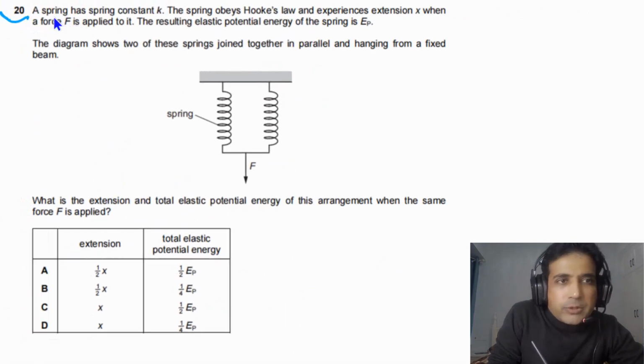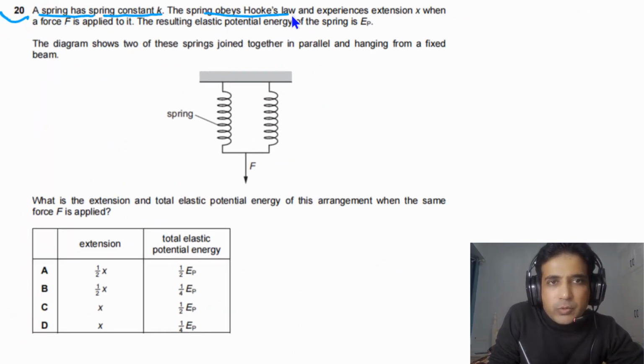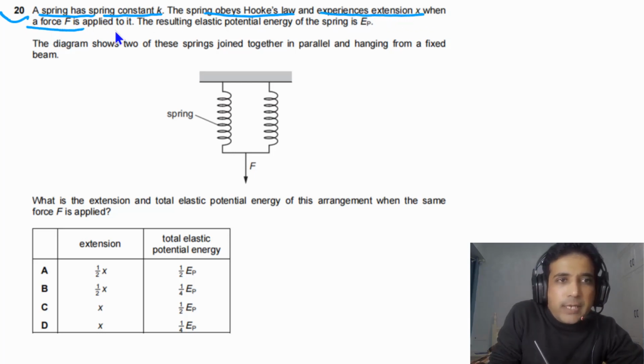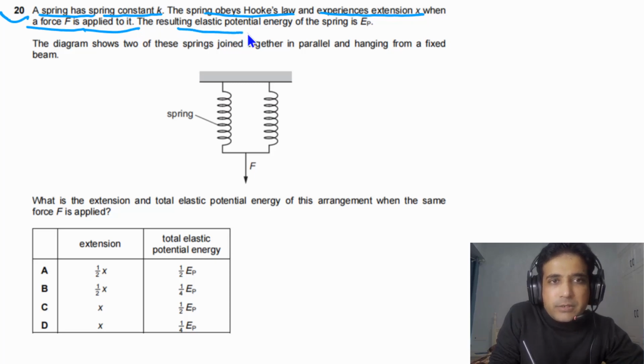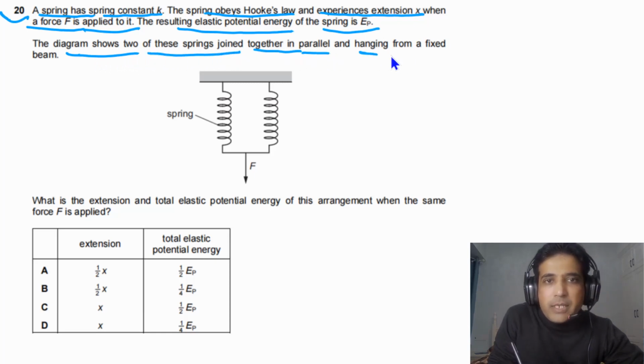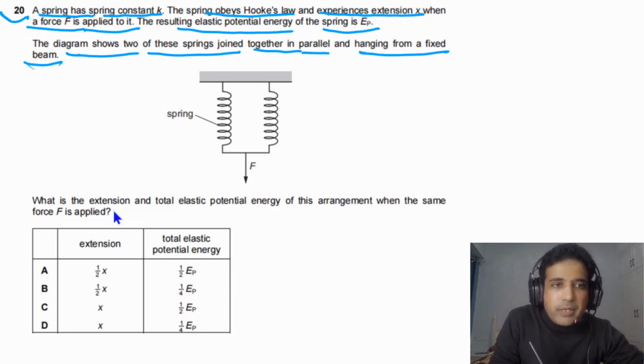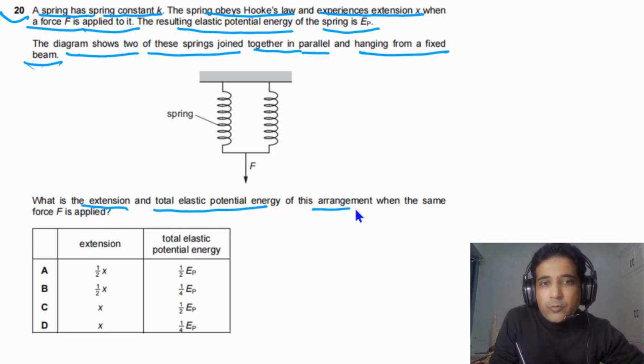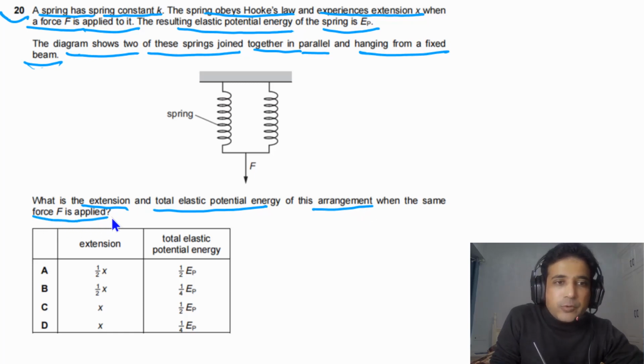For question number 20, it is given to us a spring has spring constant K. The spring obeys Hooke's law and experiences extension X when a force F is applied to it. The resulting elastic potential energy of the spring is E sub P. The diagram shows two of these springs joined together in parallel and hanging from a fixed beam. What is the extension and total elastic potential energy of this arrangement when the same force F is applied?